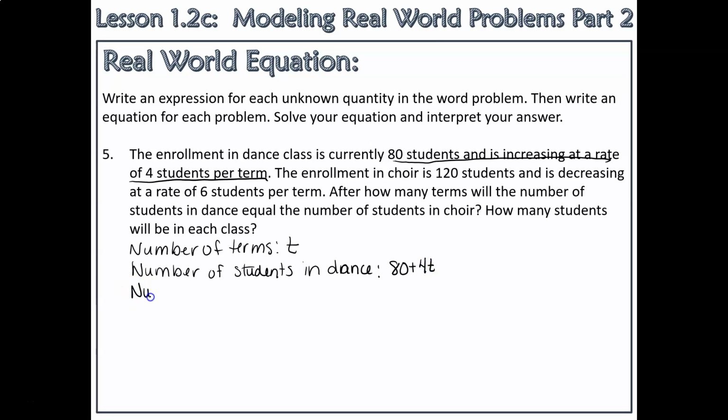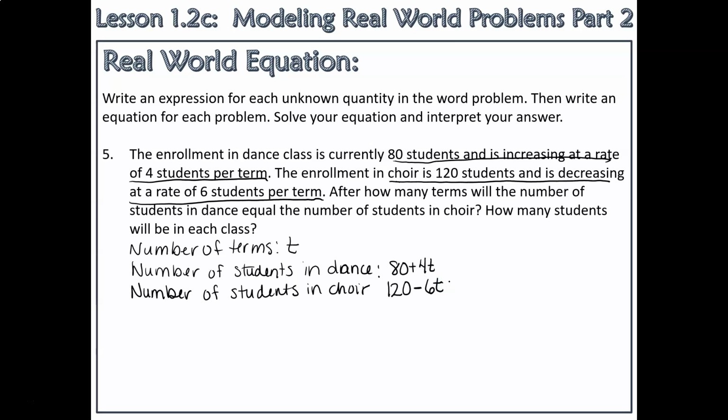So we'll have the number of students in choir, which is right here. Enrollment in choir is 120 students and is decreasing at a rate of 6 students per term. So 120 minus 6 students per term.